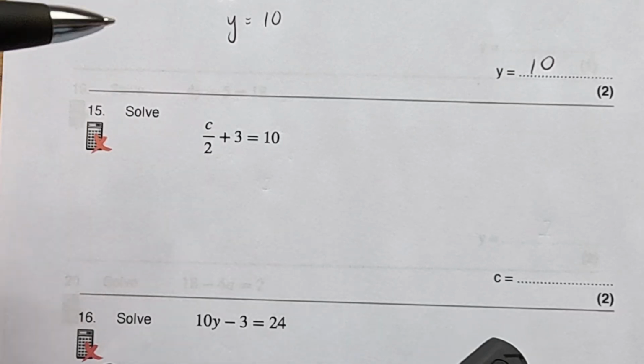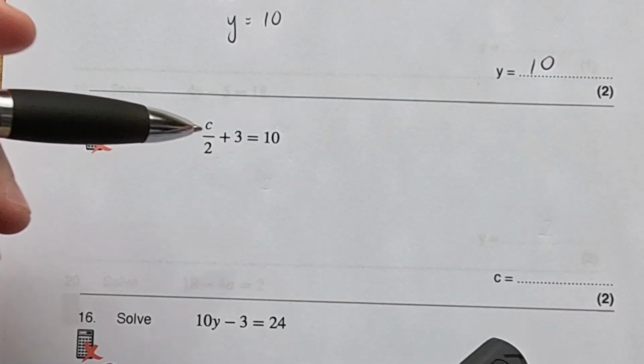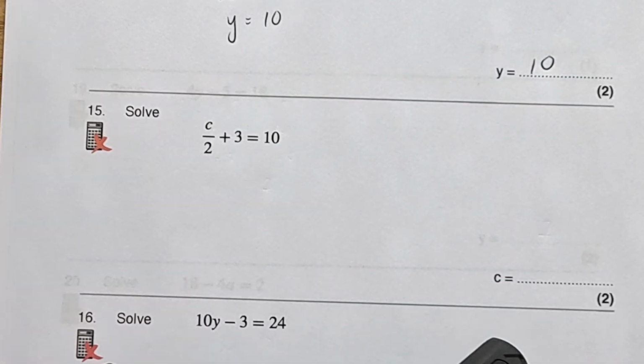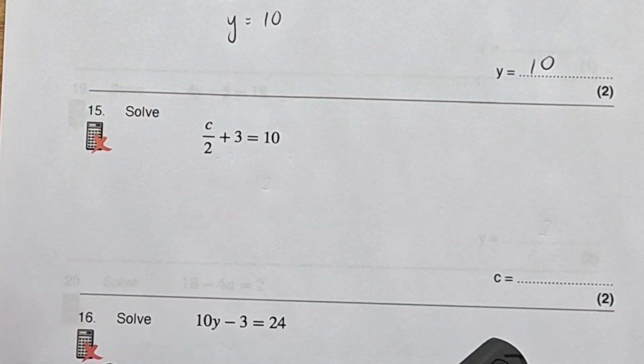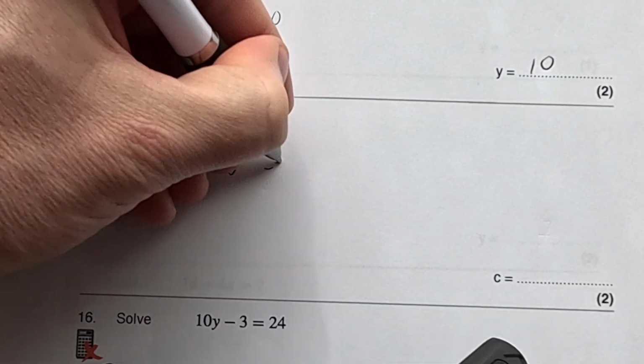Whenever we're solving an equation like this, remember we do a reverse Corbettmaths order, so we want to get rid of any adding and taking aways to begin with, and then we'll get rid of any multiplies or divides. So let's get rid of this add 3. To do that, we do the inverse operation, which is take away 3 and take away 3.